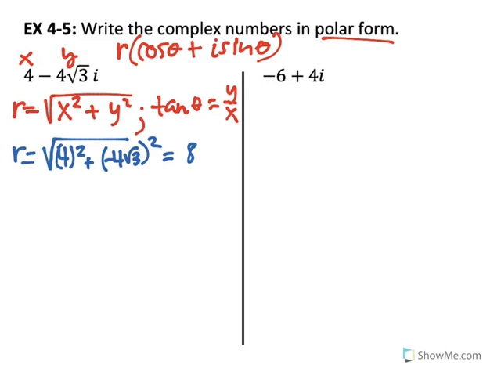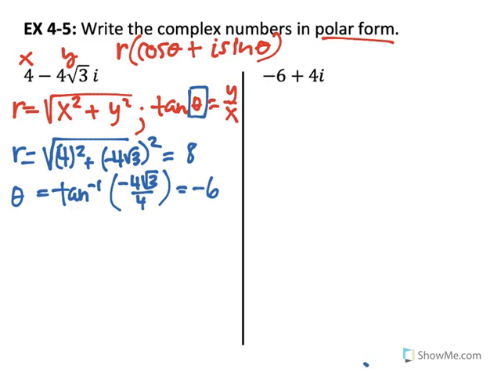Then I'm going to find theta. Because I am looking for theta right here, I am going to take the inverse of tangent of my y value. My y value is -4 root 3 over 4, and this gives me an angle of -60 degrees. Now I want to think about this for just a second.